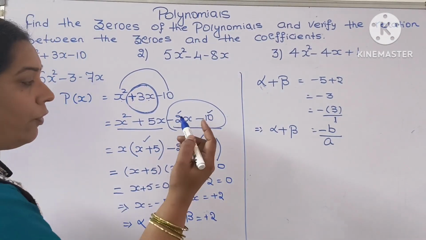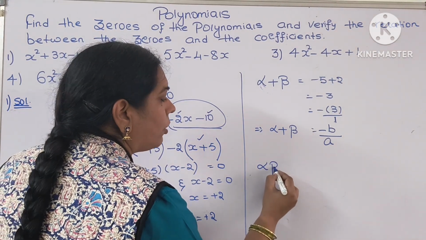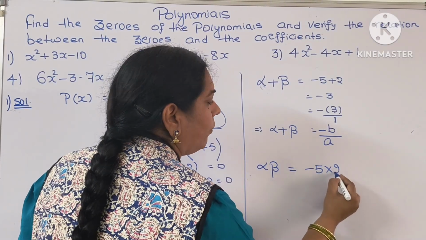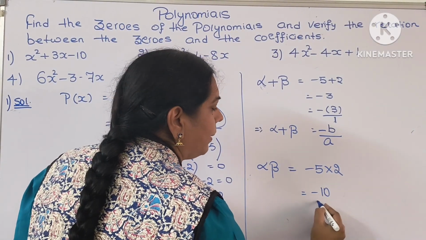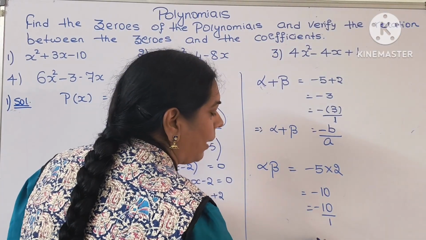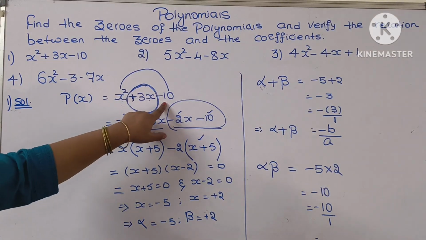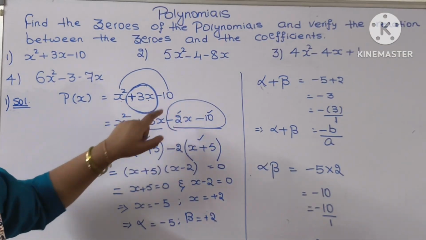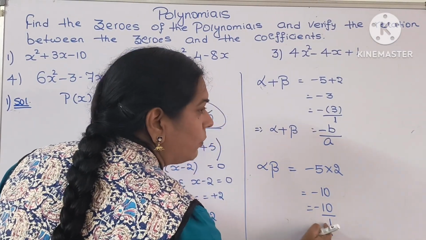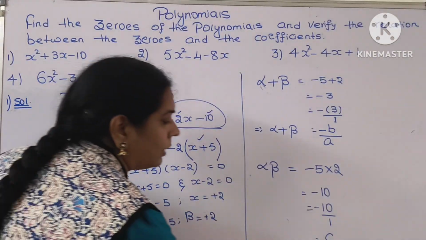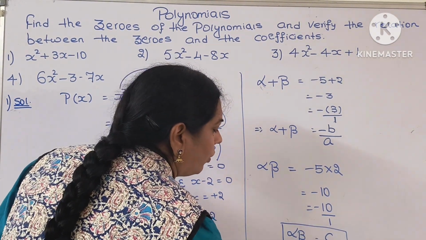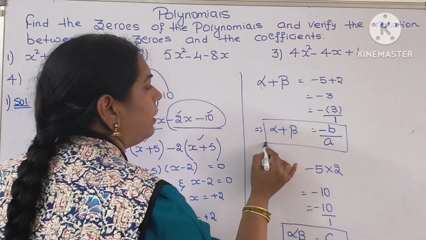This is the relation. And one more relation also we have to prove. Product of the zeros, alpha beta, is equal to minus 5 into 2, which is minus 10. You can write this as minus 10 by 1. Now what is minus 10? Minus 10 is the constant. The constant is represented by what? In the general polynomial, it is represented by c. And what is 1? 1 is the coefficient of x square, which is nothing but your a. So alpha beta is c by a. So we have found the zeros and also we have verified the relation.